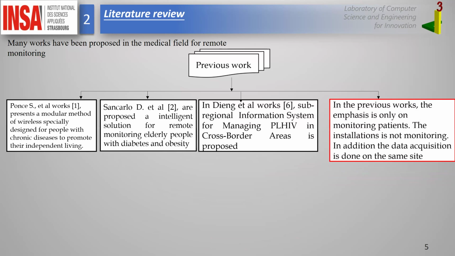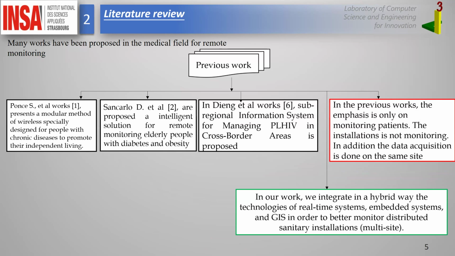The limit of the previous work is that the emphasis is only on monitoring patients. The installation is not monitored. In addition, the data acquisition is done on the same site. But in our contribution, we integrate the hybrid with the technology of real-time system, embedded system, and GIS in order to better monitor distribution center installation. The black color is existing work, previous work. The red color is remitted, and the green color is our contribution.